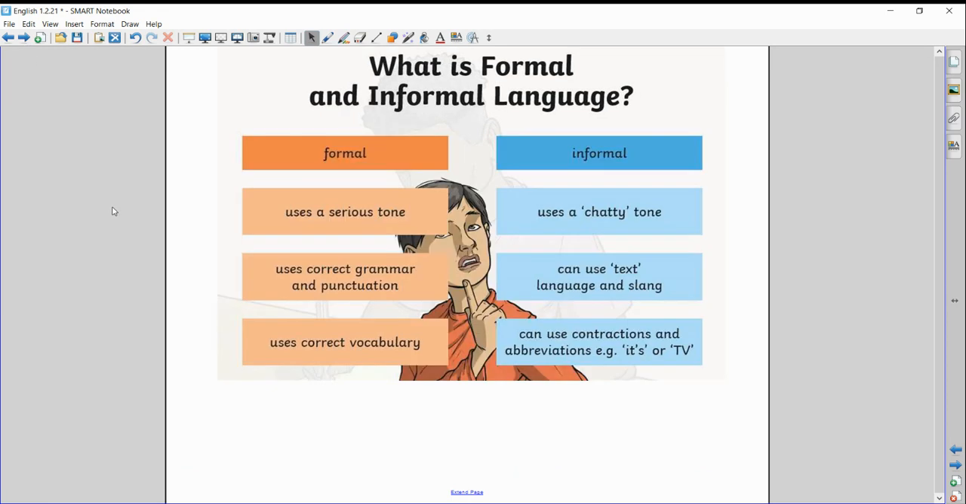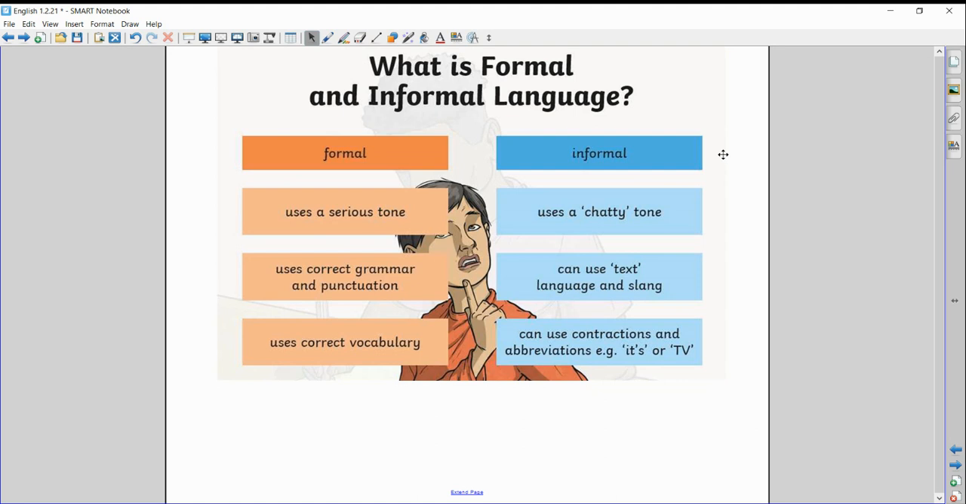So formal language first on the left hand side. It uses a serious tone. You've got to be serious when you're using it. You're not joking or messing around. You use the correct grammar and punctuation, and you use the correct vocabulary, the correct words. So we don't use slang.